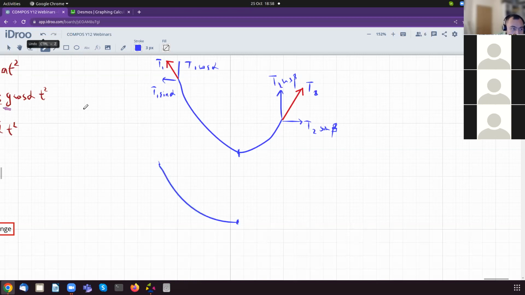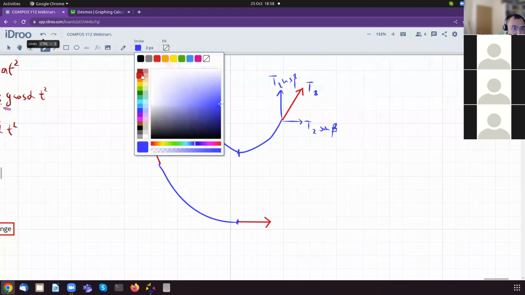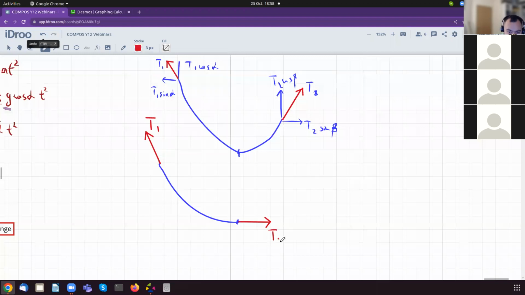Now we cut the rope in half, and we have the left-hand side. You have the same forces, T1. You have T3, let's call it T3, and you have the gravity, M1 g.